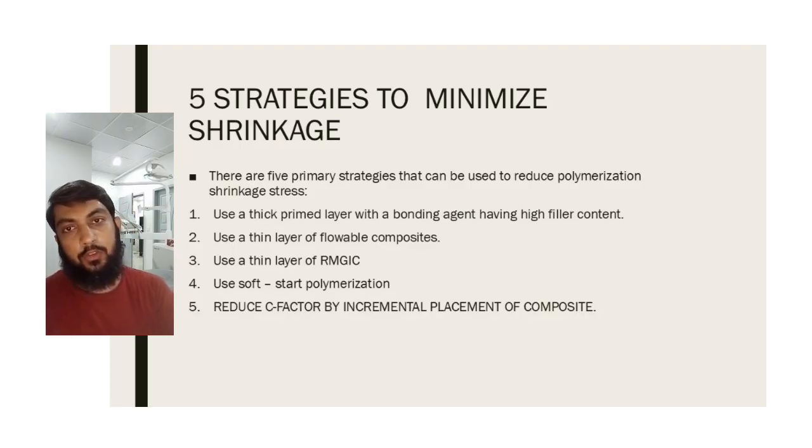Or if you cannot use the flowable composite or you do not have that bonding agent with the filler, resin modified glass ionomer cements are very common, so you can use them. It is called bonded base restoration technique. Or use the soft start polymerization of the light cure composites. That will be reducing the configuration stresses on the composite.